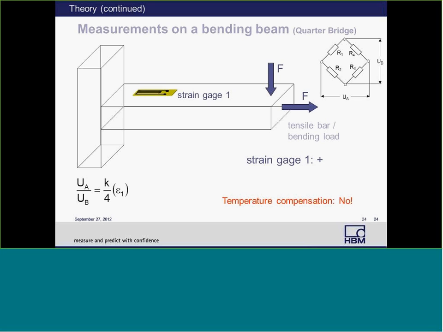So here's a couple of examples. We have a bending beam, and we've got a quarter bridge strain gauge mounted to that beam. In this particular case, just the single resistor, R1, is the actual strain gauge. R2, 3, and 4 are provided by the amplifier making the measurement.